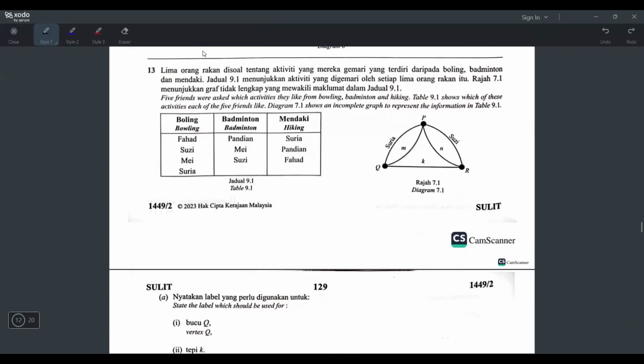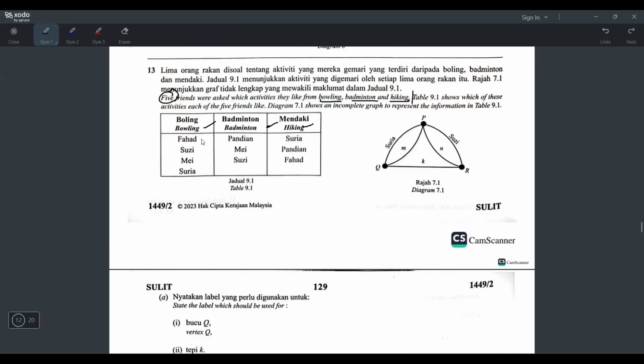Okay, let's continue with 13. Five friends were asked which activities they like from bowling, badminton, and hiking. So we have three games, but five friends. Okay, five friends. Tapi ada tiga activity. Table 9.1 shows which of these activities each of the five friends like. Diagram 7.1 shows an incomplete graph to represent the information in table 9.1. Okay, so ada 5 friend tapi ada 3 games saja. So bowling, badminton, hiking. So ada 5 orang, right?